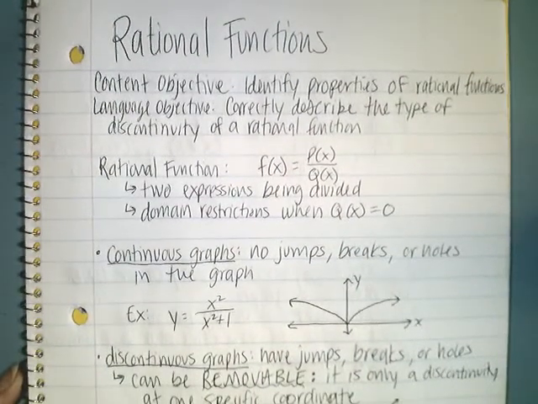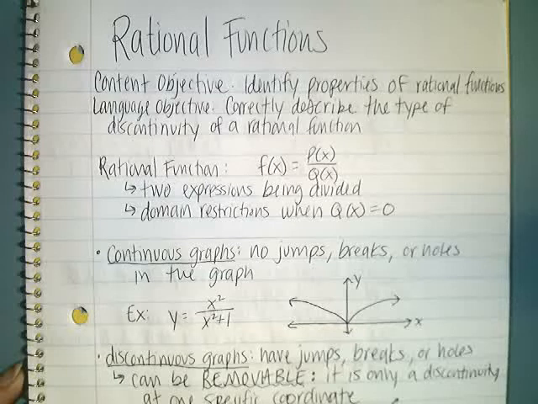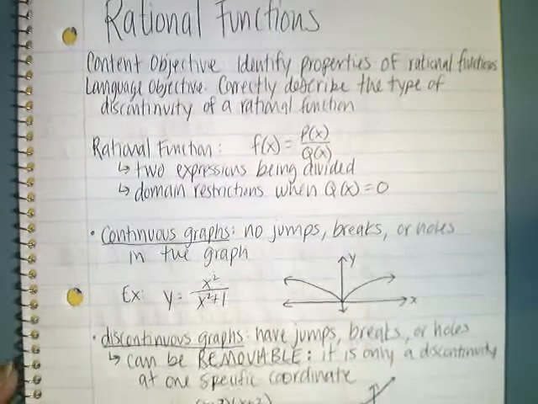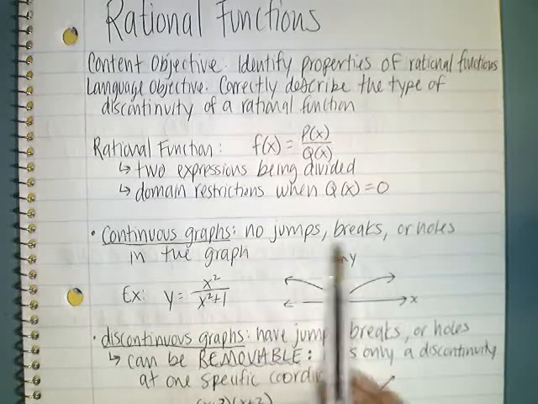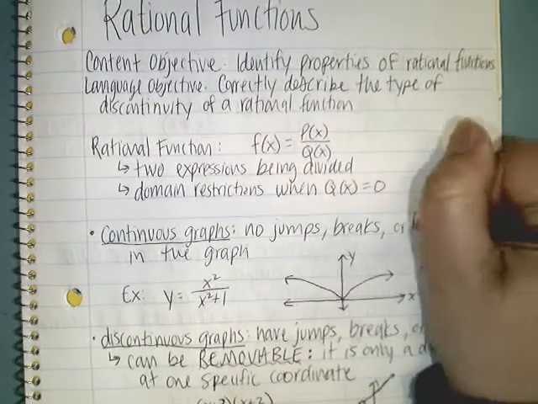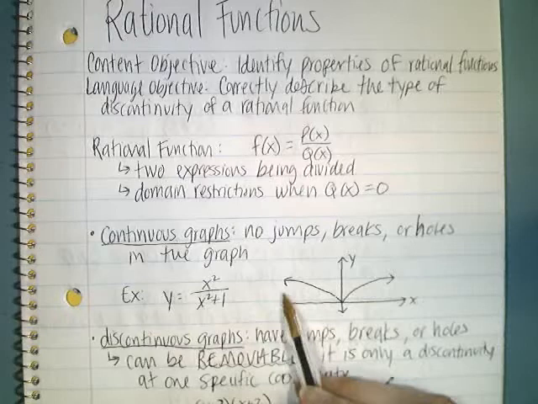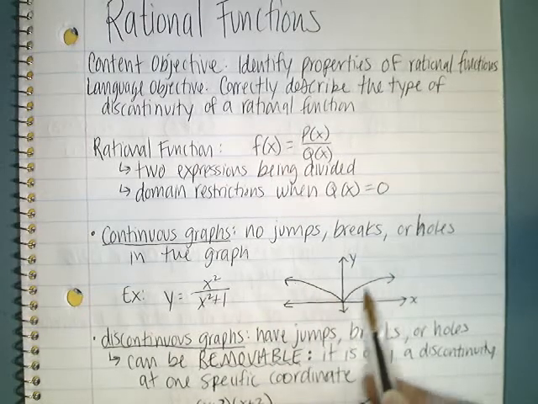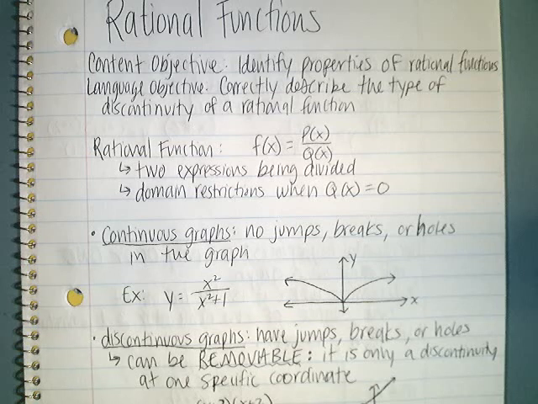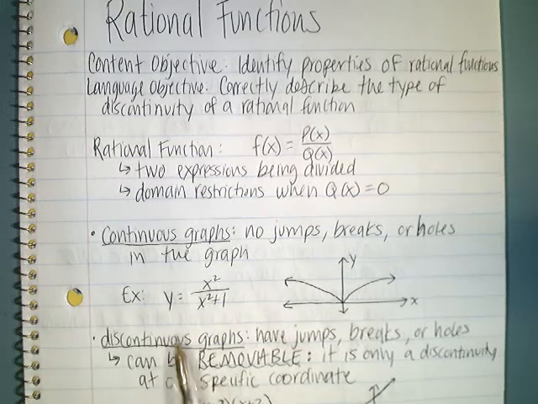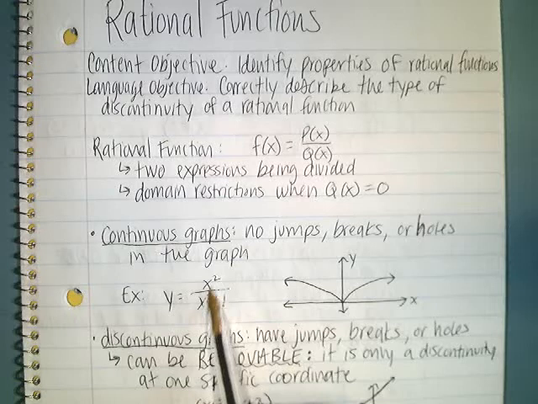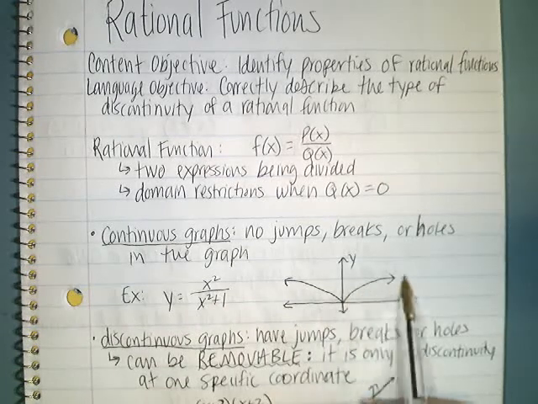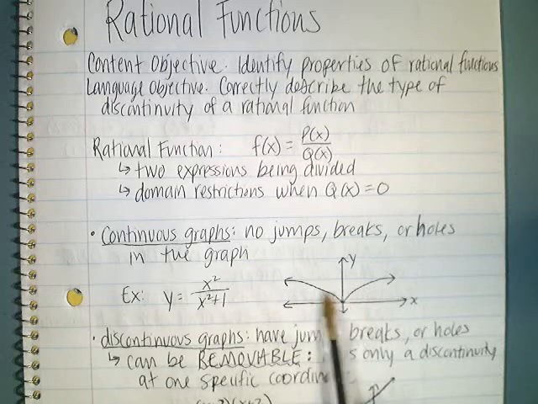As we mentioned in our language objective, we're going to talk about how they can either be continuous or discontinuous. So continuous graphs have no jumps, breaks, or holes in them. So that means that it's a line fully connected, no stops in it whatsoever. And I drew an example here. We have x squared over x squared plus 1. Here, there are actually no asymptotes, no holes, no jumps.